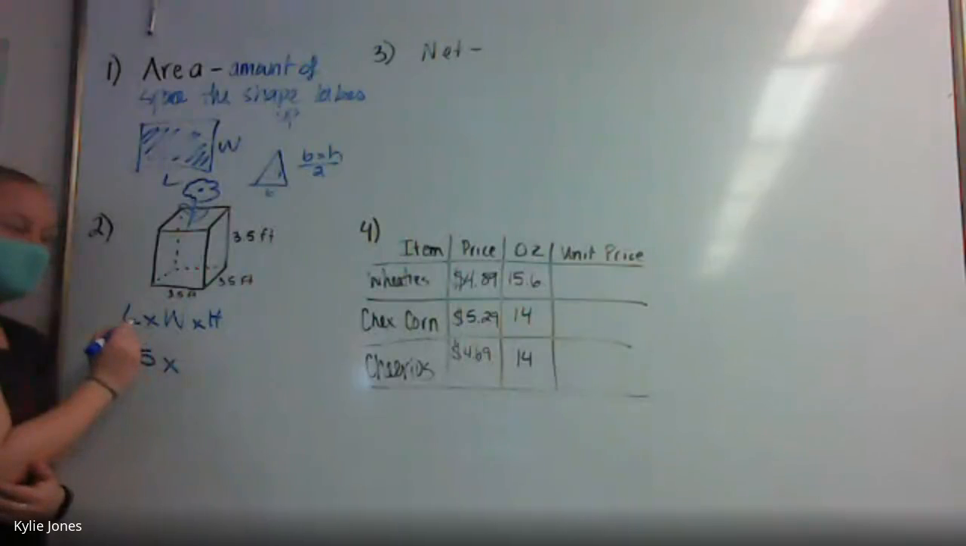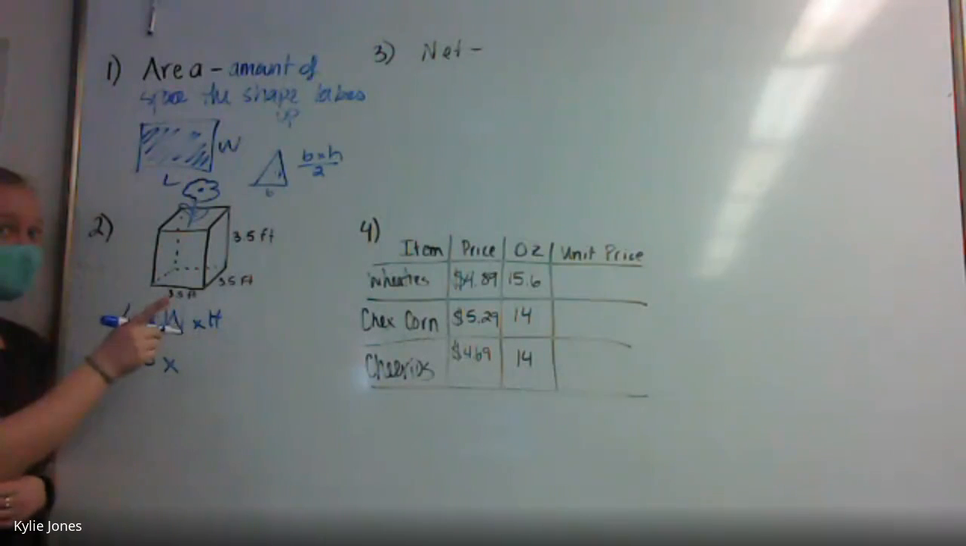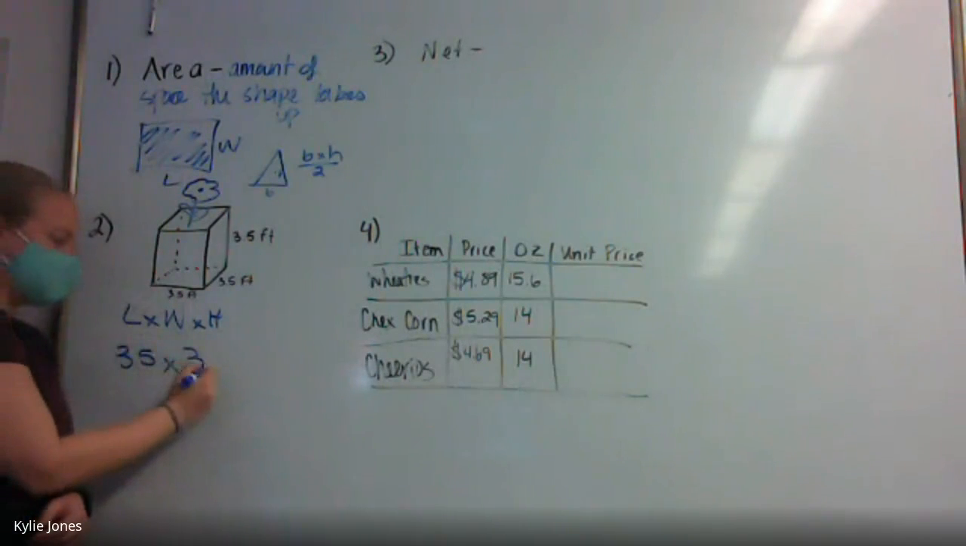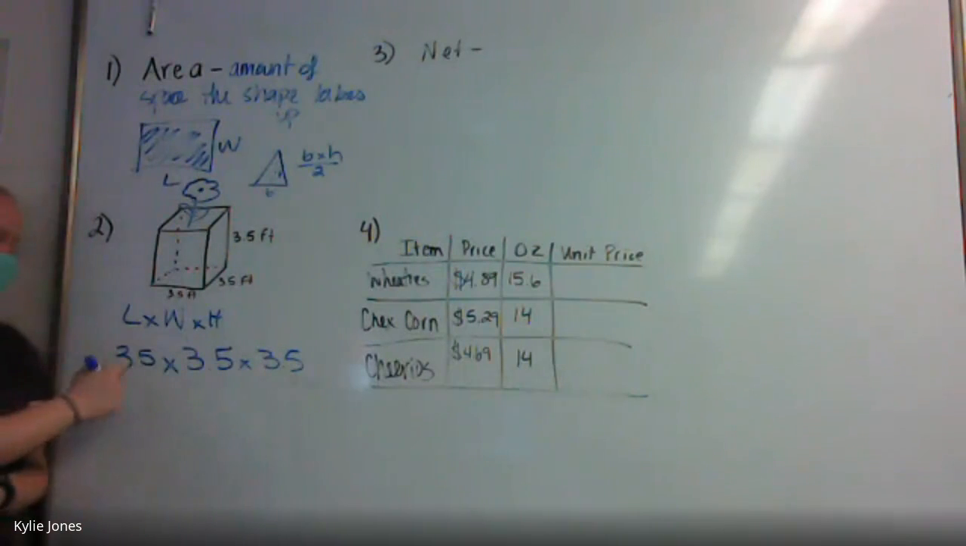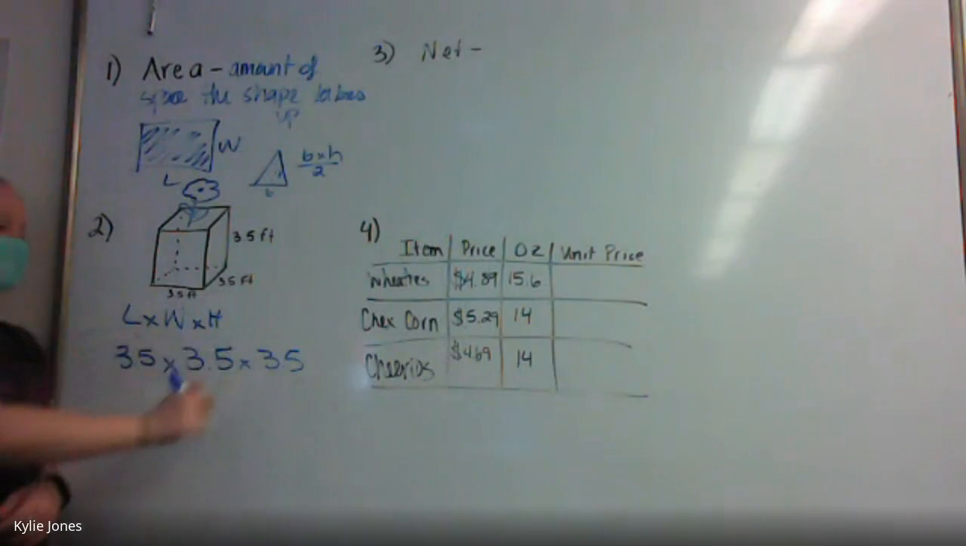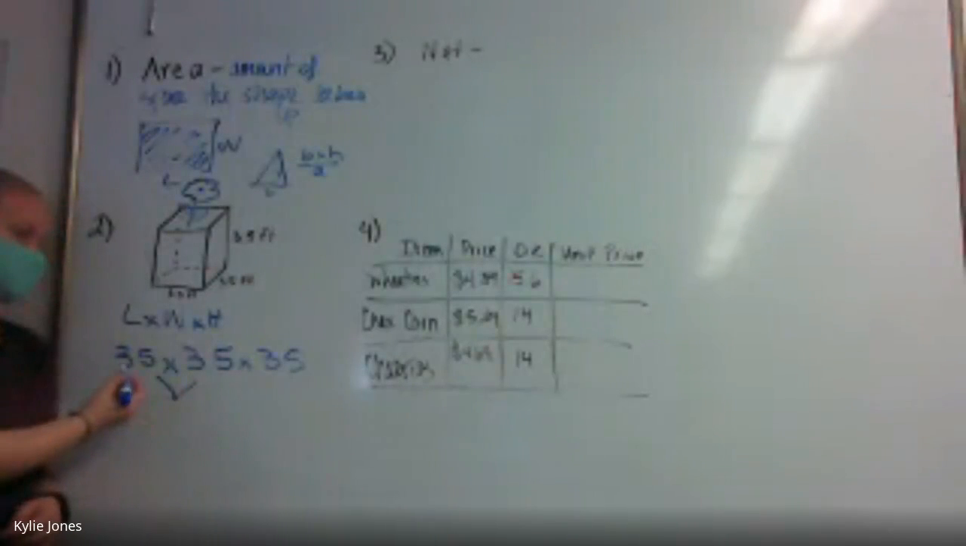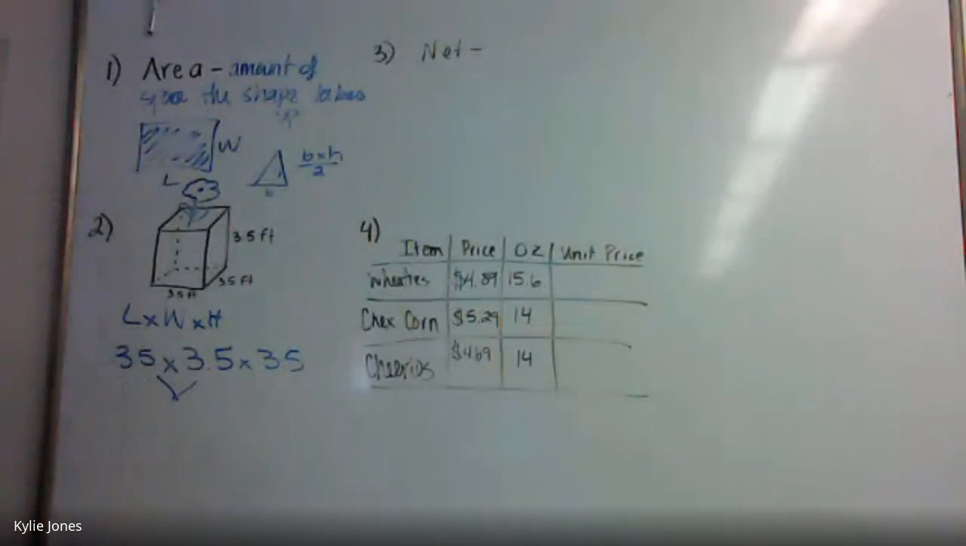Good. Length times width times height, which is, I did 3.5 times 3. That is not correct, because we have to do 3.5 times 3.5 times 3.5. If you do 3.5 times 3, you're going to get a different answer. So you got to multiply it 3 times together. What did you guys get when you did 3.5 times 3.5? Anybody get there?